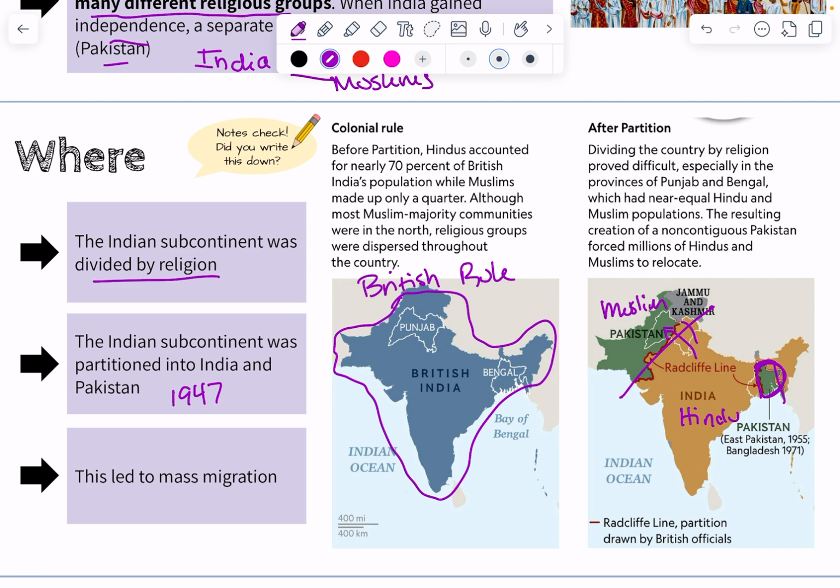So people went over the border because they wanted to be on the correct side based on religion.